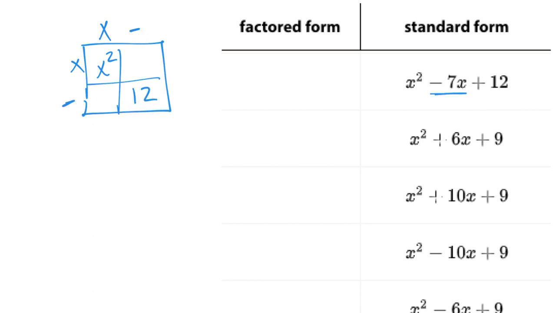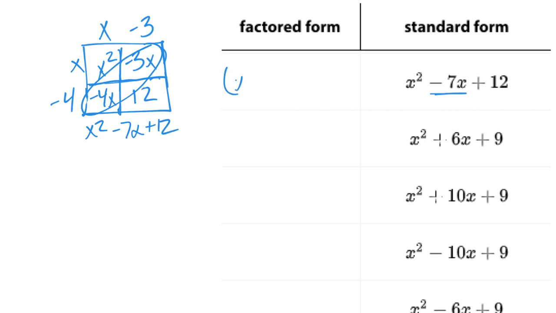And I'm going to try out negative 2 and negative 6. And I see that that does not work, because when I combine these like terms, I'm going to get negative 8x, but I need negative 7x. So next I try negative 3 and negative 4. Then when I multiply this out, I do see that I get that negative 7x as my middle term that we need. And so our factored form is x minus 3 times x minus 4. These two are equivalent.